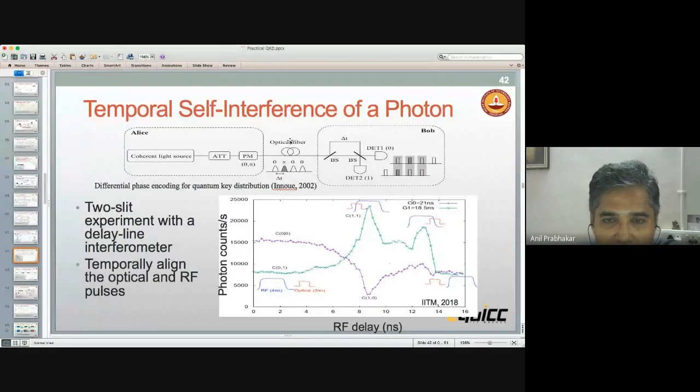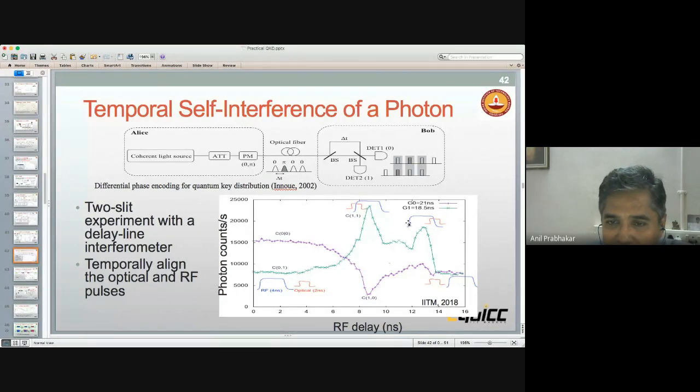So this was the other example where we are saying that it is interesting to say that temporal self-interference of a photon can be achieved. So when we run something like this, what we are saying is that the leading edge of a photon is interfering with its trailing edge. So if you look carefully out here, you have the blue line, which is the RF pulse that is applied to the phase modulator, and the red is the photon pulse, right? The optical pulse.